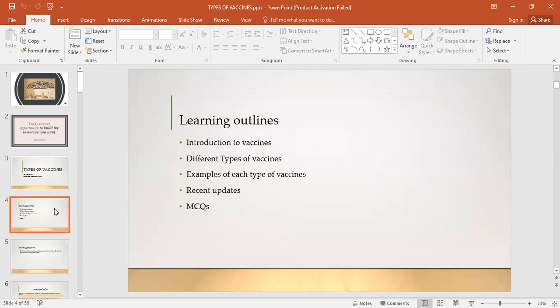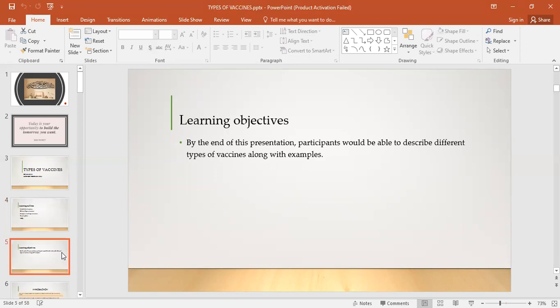The learning outline of my presentation is: introduction about vaccine, different types of vaccine, example of each type of vaccine, recent updates, and at the end there is an MCQ session. By the end of this presentation, participants would be able to describe different types of vaccine along with examples.